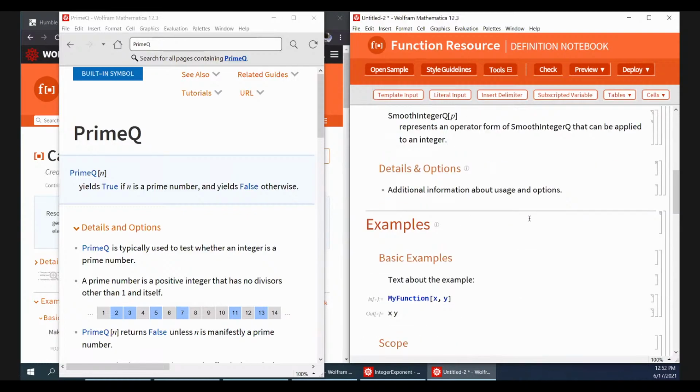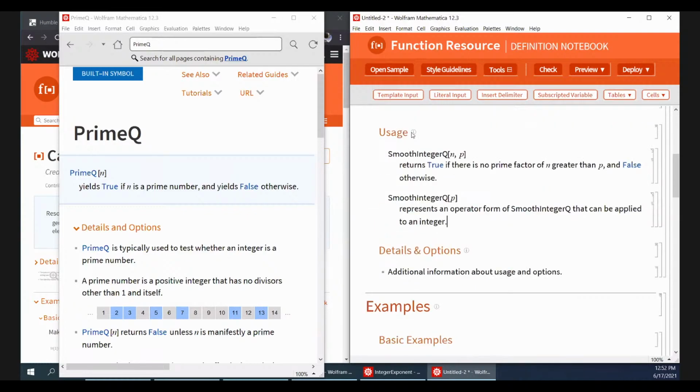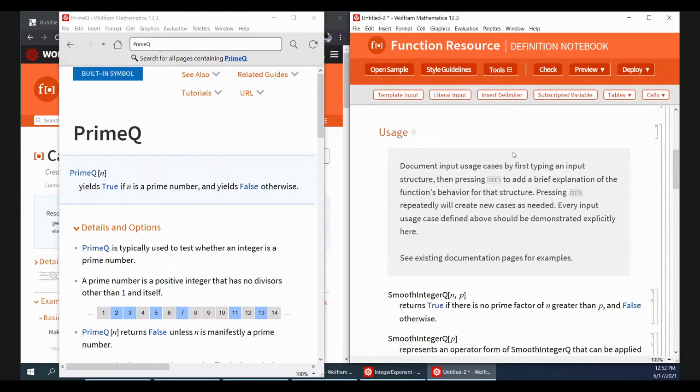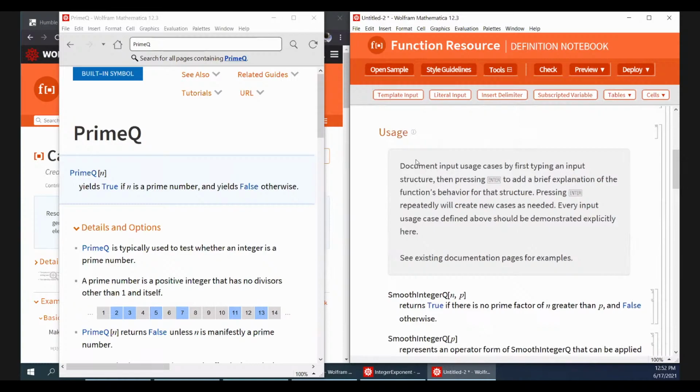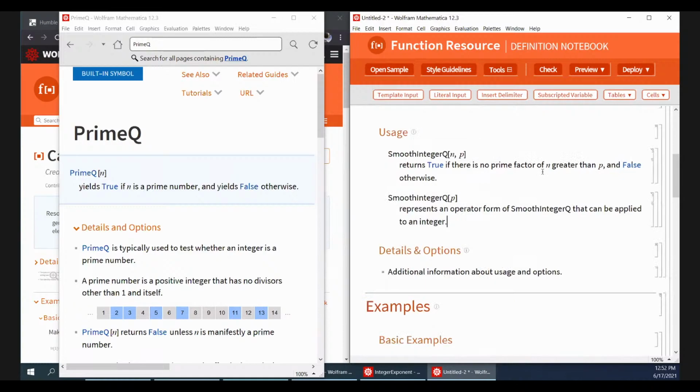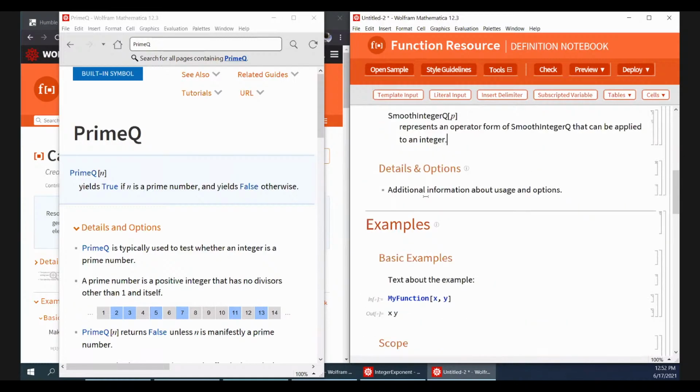Cool. Okay, so I think we're pretty happy with the usage. For anyone who doesn't know all those conventions that we talked about, there's a helpful little information blurb here that can tell you a little bit, but one of the biggest hints is just to see the existing documentation pages and try to emulate the style that has been used for, well, decades. Okay. Details and options.